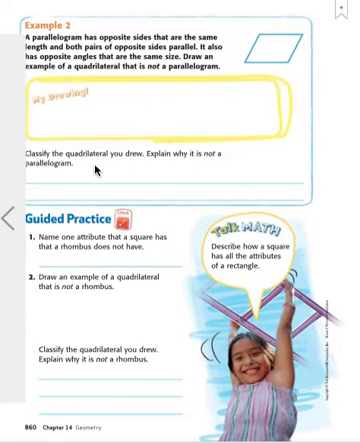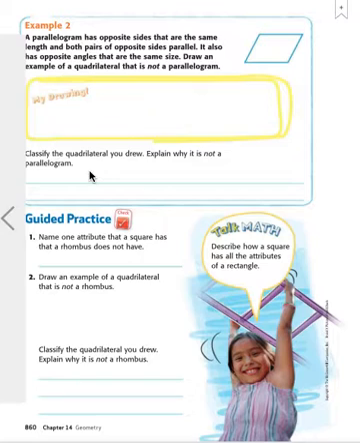And it says classify the quadrilateral you drew and explain why it is not a parallelogram. Well, to classify it means just to name it. So I'm going to name mine trapezoid, T-R-A-P-E-Z-O-I-D. And why is it not a parallelogram?